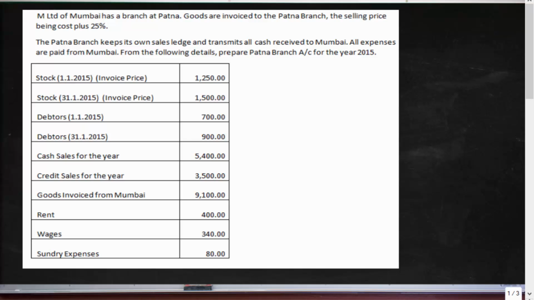M Ltd of Mumbai has a branch at Patna. Goods are invoiced to the Patna branch, the selling price being cost plus 25%. That is, goods are invoiced to the branch at selling price, which is nothing but cost plus 25%. The Patna branch keeps its own sales ledger and transmits all cash received to Mumbai. All expenses are paid from Mumbai. From the following details, we have to prepare Patna branch account.